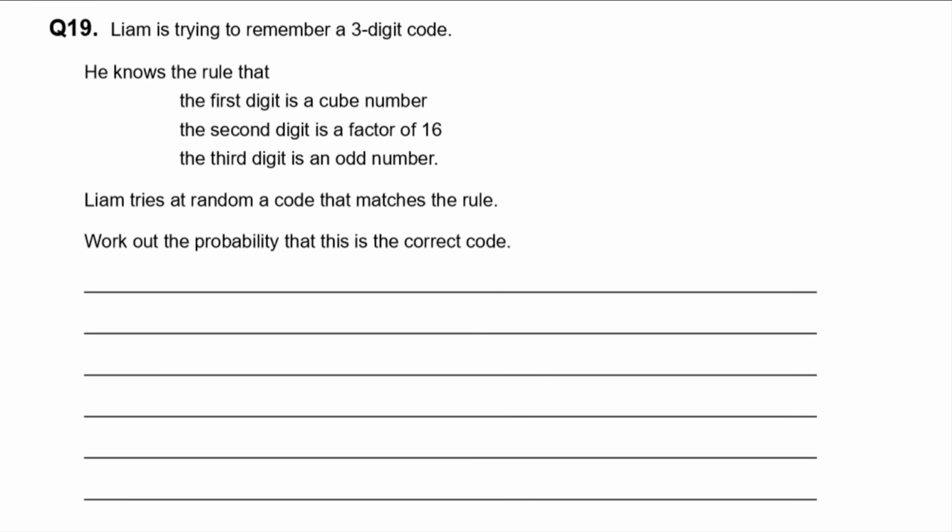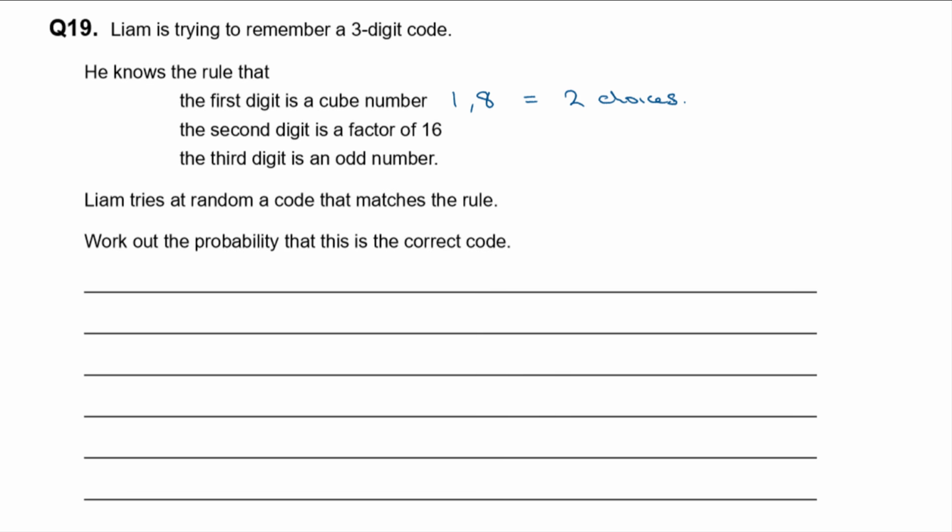So the first digit is a cube number. Okay, well, it's a digit. There aren't that many cube numbers that are 1 digit in size. 1 times 1 times 1 is 1. 2 times 2 times 2 is 8. Now 3 times 3 times 3 is already too big. So there are 2 choices for that first digit, aren't there? Okay, 2 choices for that one.